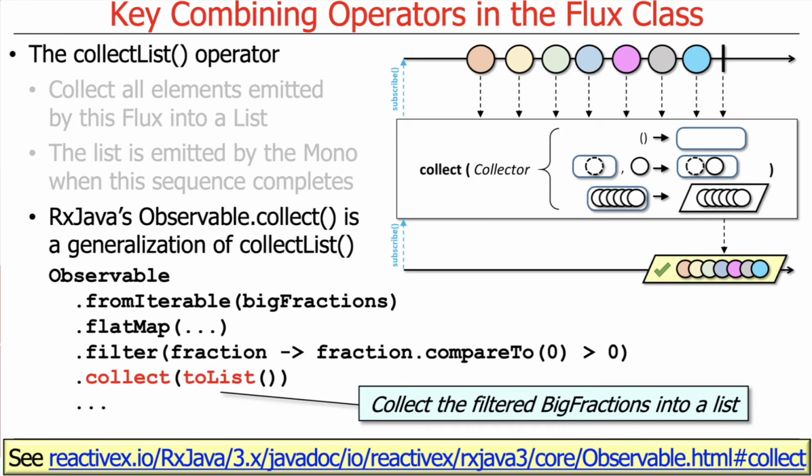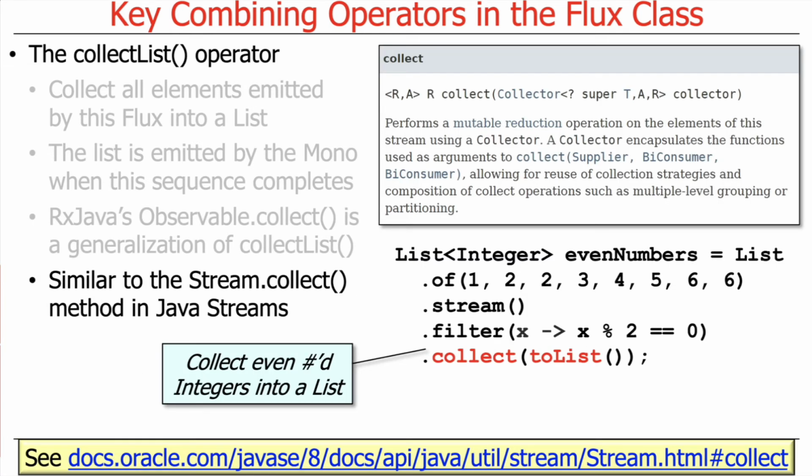RxJava has a collect method that is a generalization of collectList. RxJava does not have a collectList method, but it has collect, and you can use it as follows. You can basically say, from Observable flatMap filter, collect to list. So that really looks a heck of a lot like the Java Streams collect operator, except it's going to return a Single in this particular case, not a list. It'll return a Single of a List. And these are very similar to Java Streams collect, except they don't return async reactive types. They return types like collections.